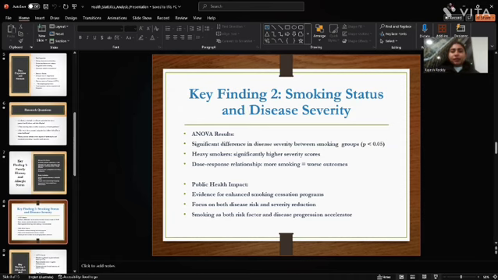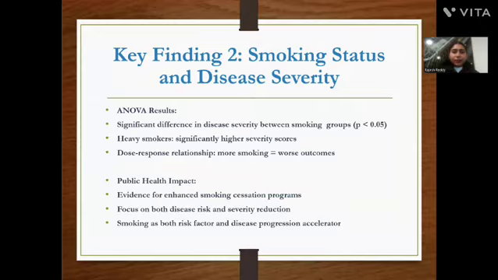Now the key findings, that is smoking status and disease severity. There are two results. The first one is the ANOVA result, which shows a significant difference in disease severity between smoking groups. And heavy smokers have significantly higher severity scores. Dose-response relationship, that is, more smoking, then worse outcomes. Now we are talking about public health impact, that is, evidence for enhanced smoking cessation programs. So there should be a focus on disease risk and severity reduction. Smoking is both a risk factor and a disease progression accelerator.